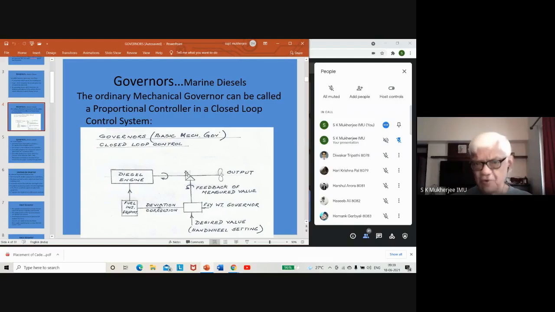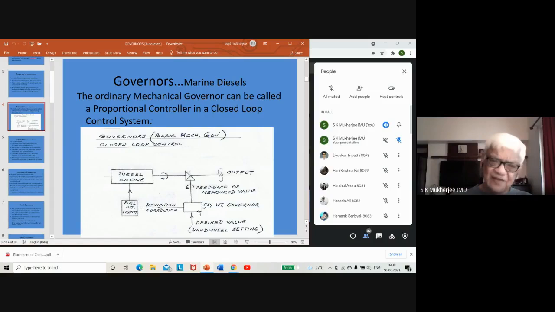And once that output changes, that is again fed back to the governor. So much so that after a certain time, what is being fed back to the governor and what is desired by the engineer is the same. So that is the steady equilibrium position. So there will be no increase or decrease of the fuel if the measured value and the desired value are the same. Okay.